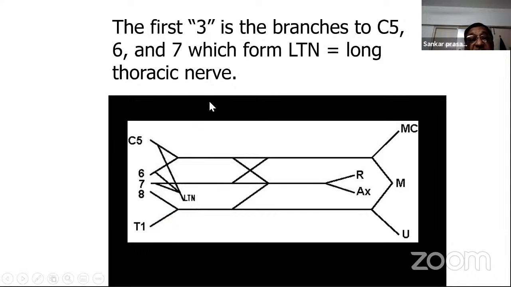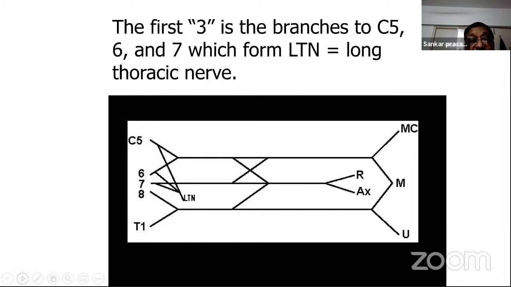Now you see what we are going to do now. Now we are going to draw the first 3, the branches from C5, C6 and C7, which will form the long thoracic nerve. This is the long thoracic nerve. It is easy to remember this way, and we have already drawn this diagram to some extent.